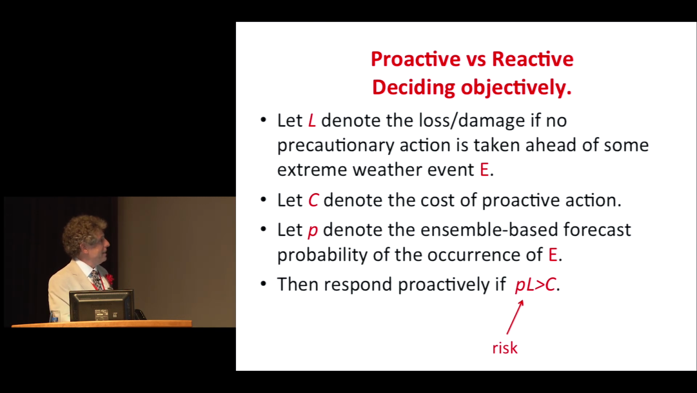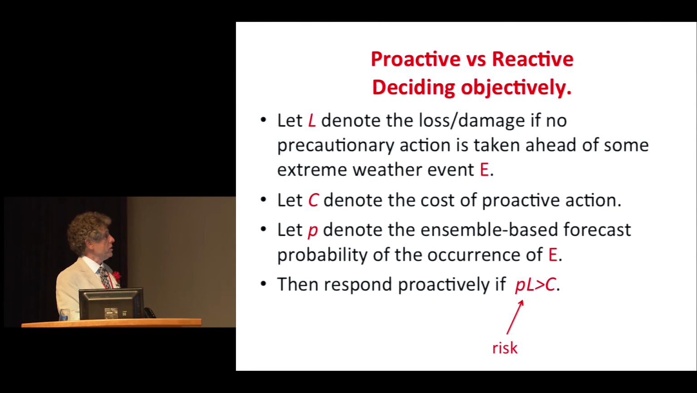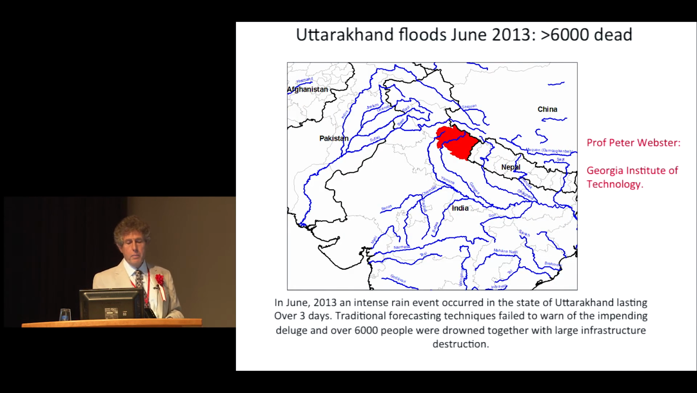Finally, suppose we now have a probabilistic estimate of the likelihood that the event will occur, P. So this can be obtained from an ensemble forecast. Then this would be a simple formula for deciding whether or not to take precautionary or preventative action: if the probability times the loss is greater than the cost. Economists often call this product of P times L the risk. So if the risk exceeds the cost, take action. So if the probability is large enough, or if the loss is large enough, or if the cost is cheap enough, then take action. And with ensemble forecasting, we now have that final quantity P that we need to be able to make that kind of decision. Let me give a couple of examples.